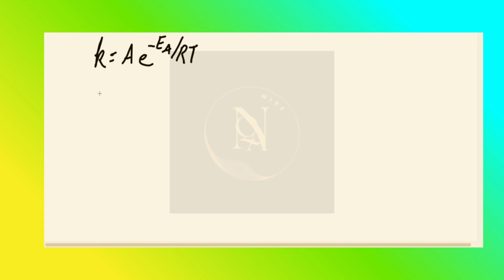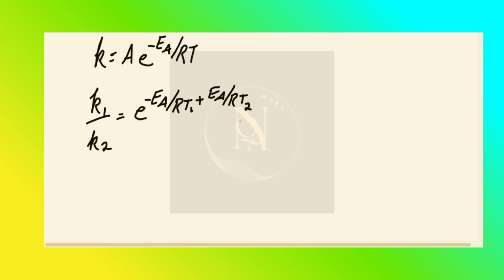So let's go ahead and divide these two expressions. So let's take k1 over k2, which is going to be equal to A over A, the A's cancel, e to the negative Ea over RT1, plus Ea over RT2. Okay, so let's work through this now and take the natural log of both sides.